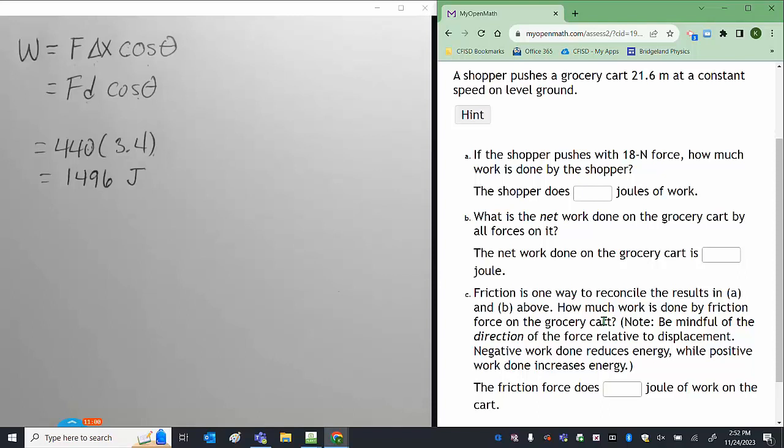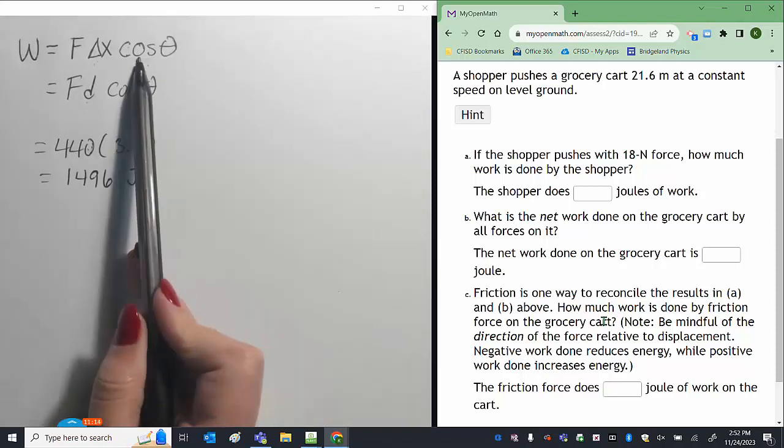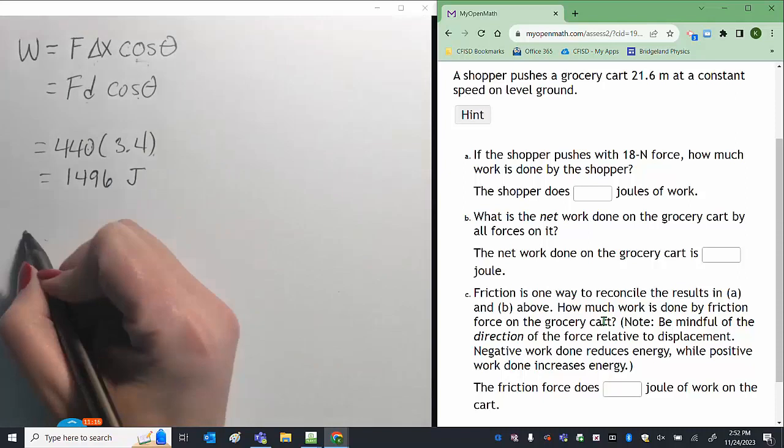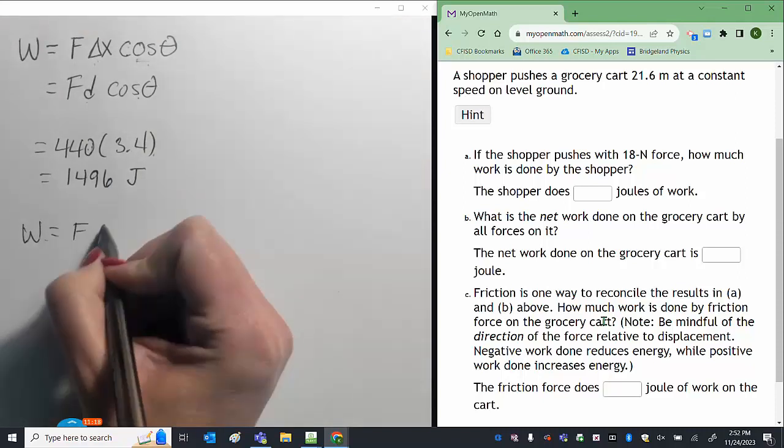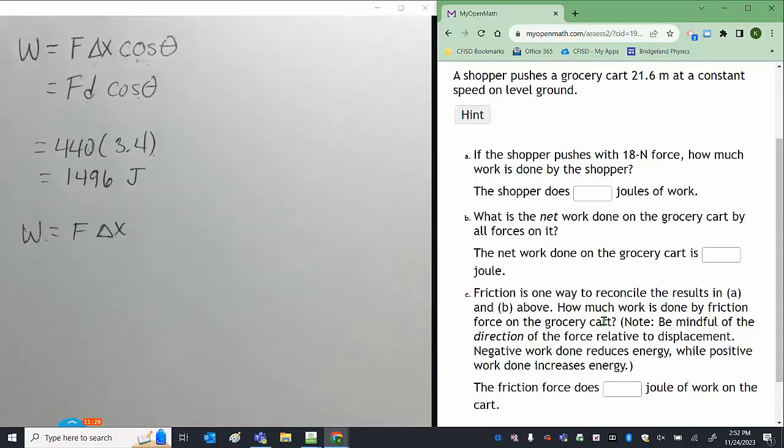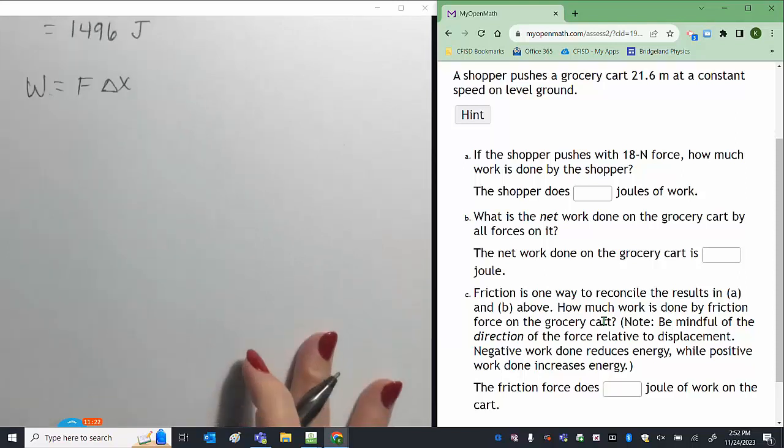And so it's just going to be the force times the displacement, because my angle here, if it's in the same direction as the displacement, that's an angle of 0, and cosine of 0 is 1. So again, if it's not at an angle, you really don't need to pay attention to this part. You just need to multiply, in that case, the force times the displacement. When we're not at an angle, it's a little bit easier.